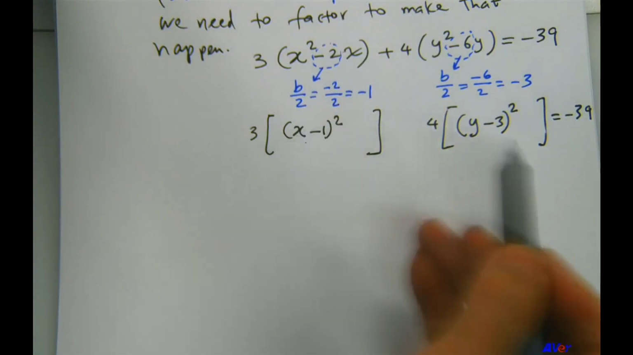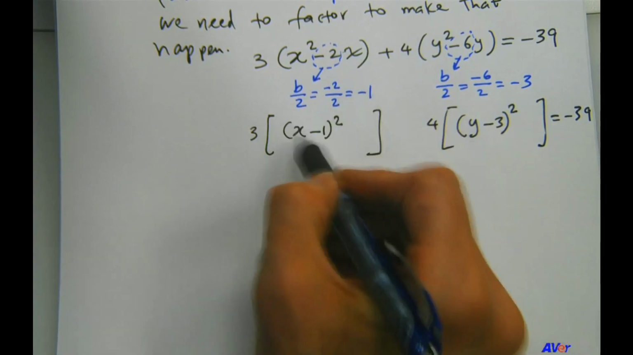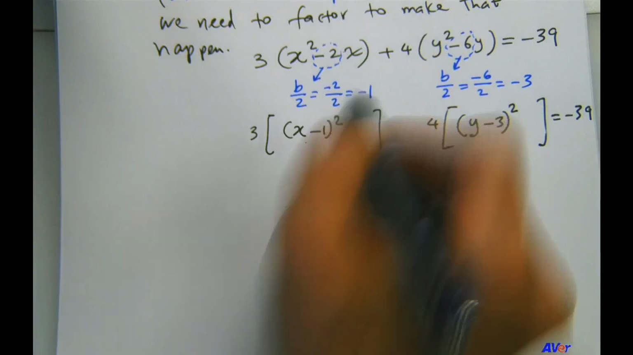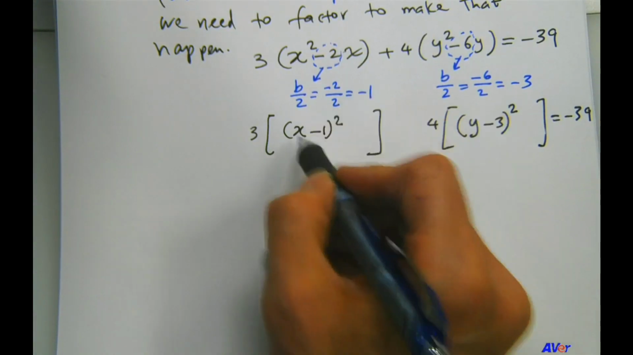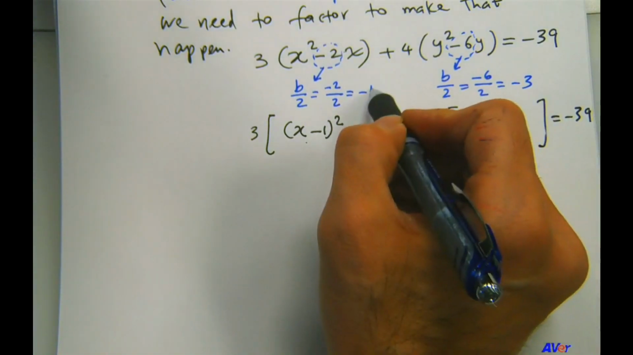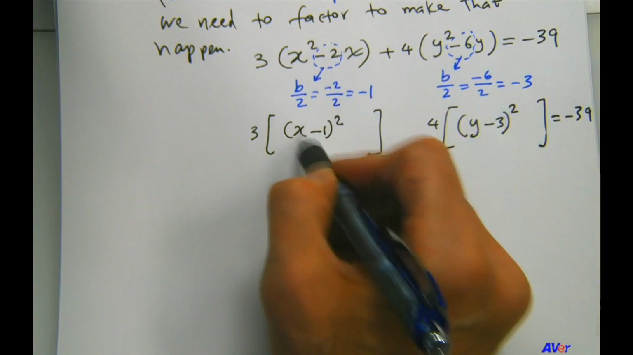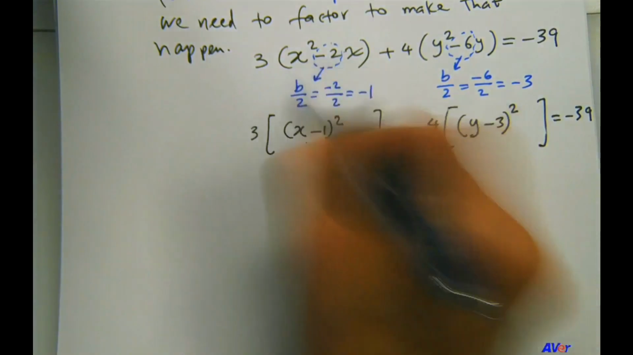say x plus, or that if this was plus 5, I would say (x plus 5) squared. If this was minus 1/2, I would say (x minus 1/2) squared. If this was 19 over 2, I would say (x plus 19 over 2) squared. So that step is very important.